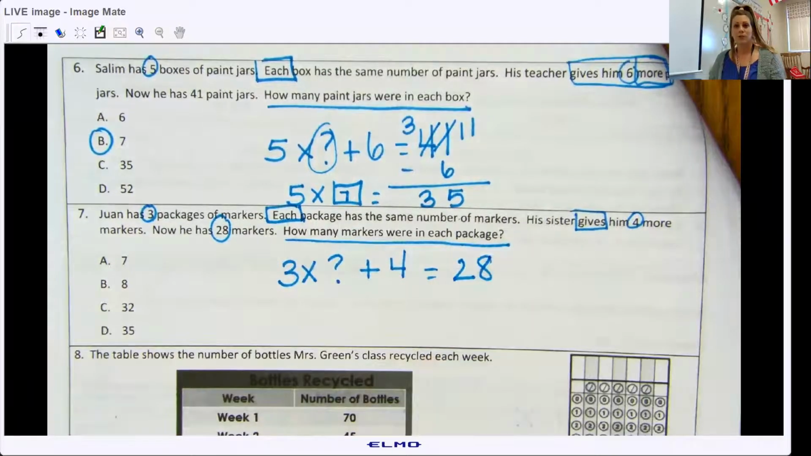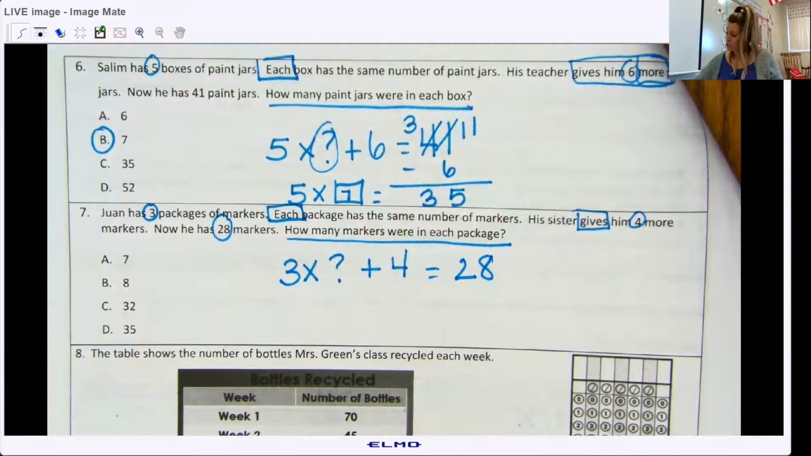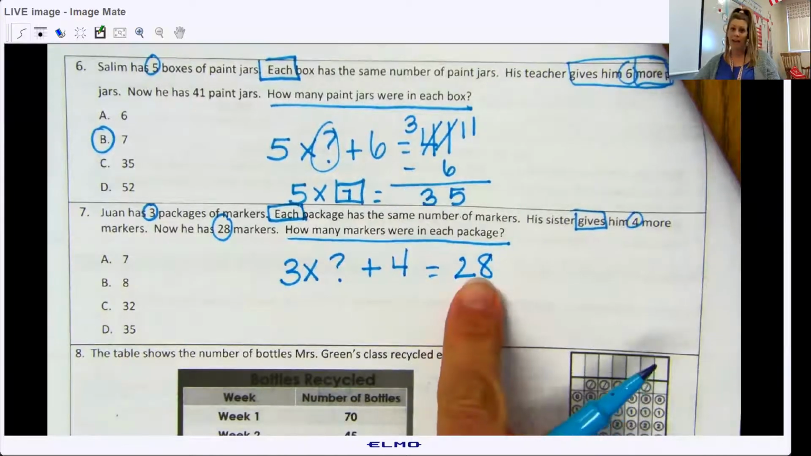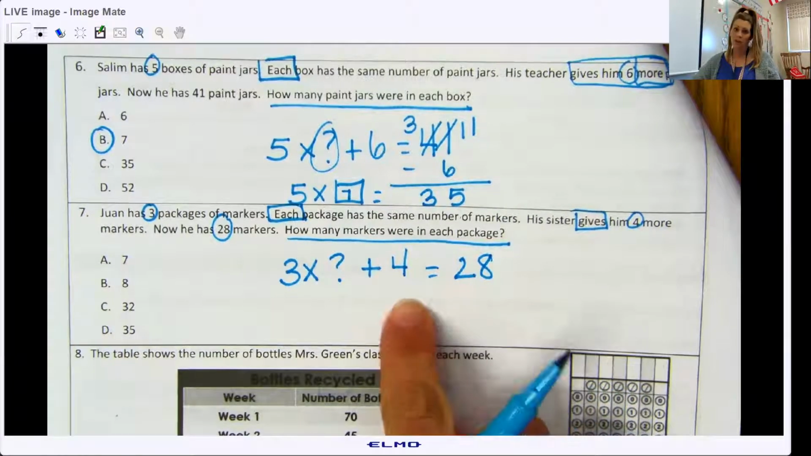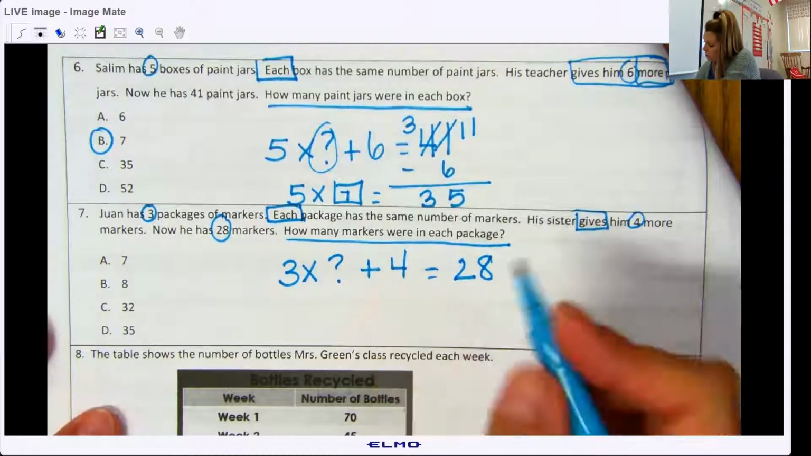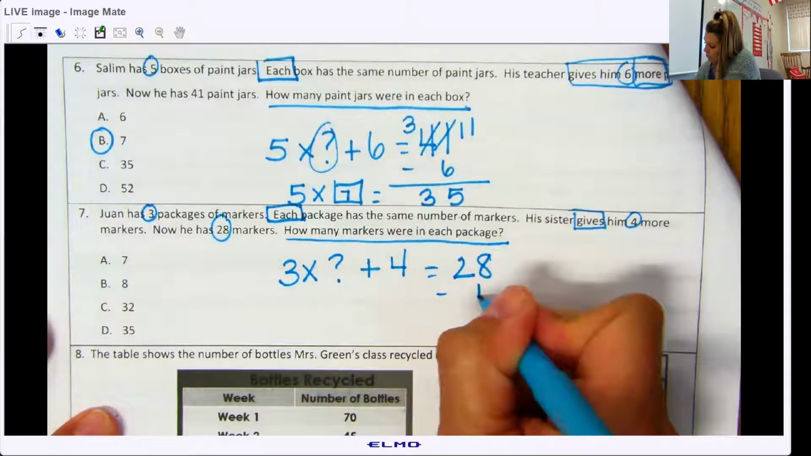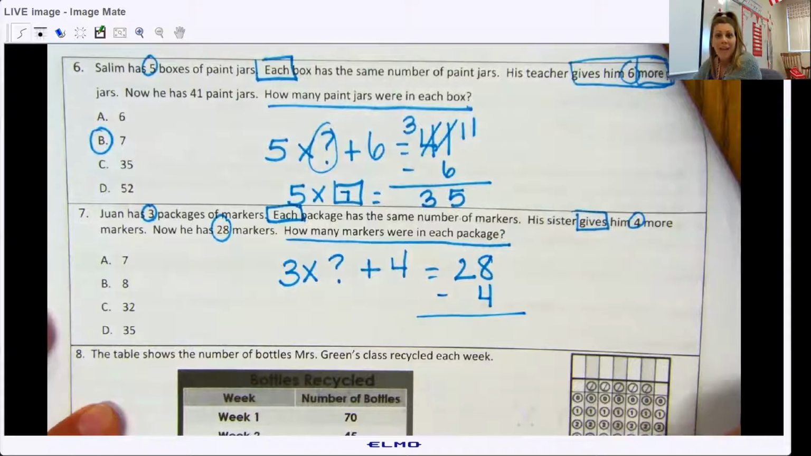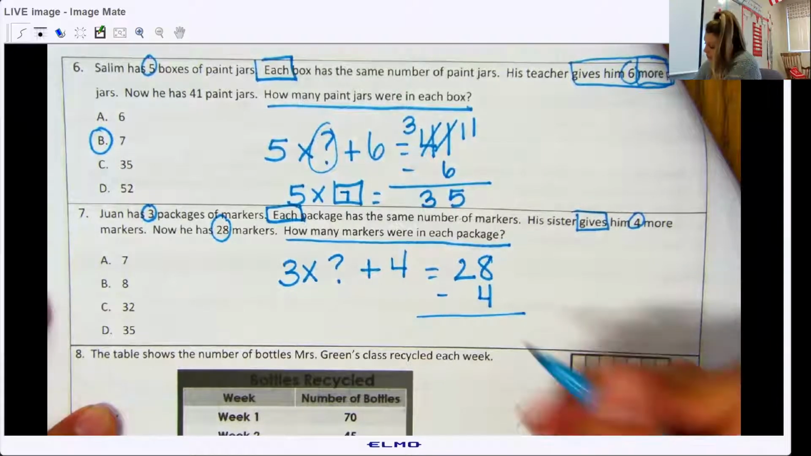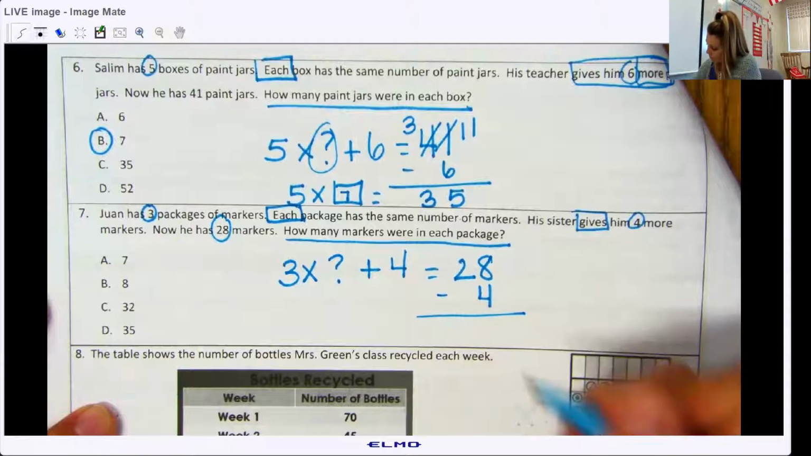And then now he has how many? 28. So let's work backwards. Let's start with the whole number that he has. How many did his sister give him? 4, right? So we're going to get rid of those 4 to see how many he had before his sister gave him some. So what is 28 minus 4?